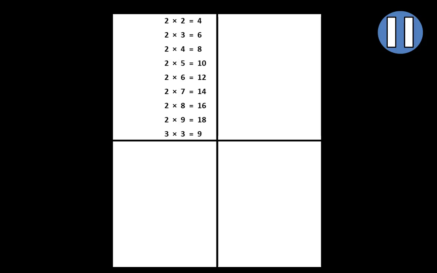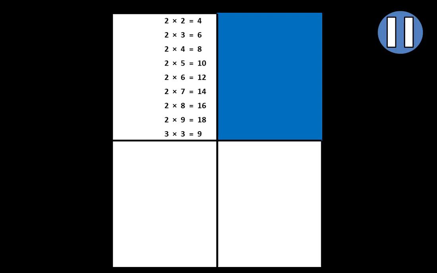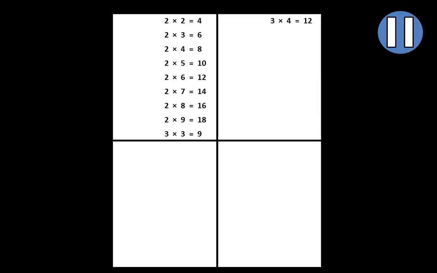3 times 3 is equal to 9. In this area, write 3 times 4 is equal to 12. 3 times 5 is equal to 15. 3 times 6 is equal to 18. 3 times 7 is equal to 21. 3 times 8 is equal to 24. 3 times 9 is equal to 27.